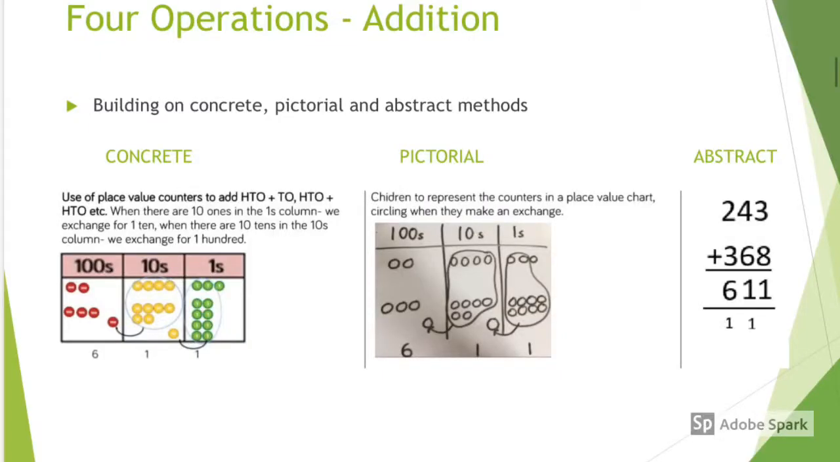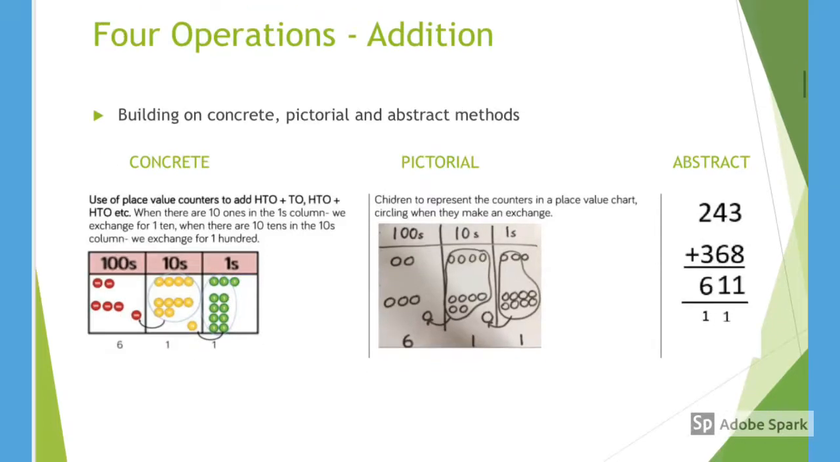So starting with addition, you'll see each time that we build up from a concrete method to a pictorial method to an abstract method. So concrete is usually practical, using counters maybe on a table to show how we're adding and regrouping before moving on to representing that in pictures, and finally a formal method which you can see there as the abstract method for addition on the end. It's really important that we go through each of these stages when we're doing each operation or each new theme in maths, as it helps children build their understanding and to really master that area of the curriculum.